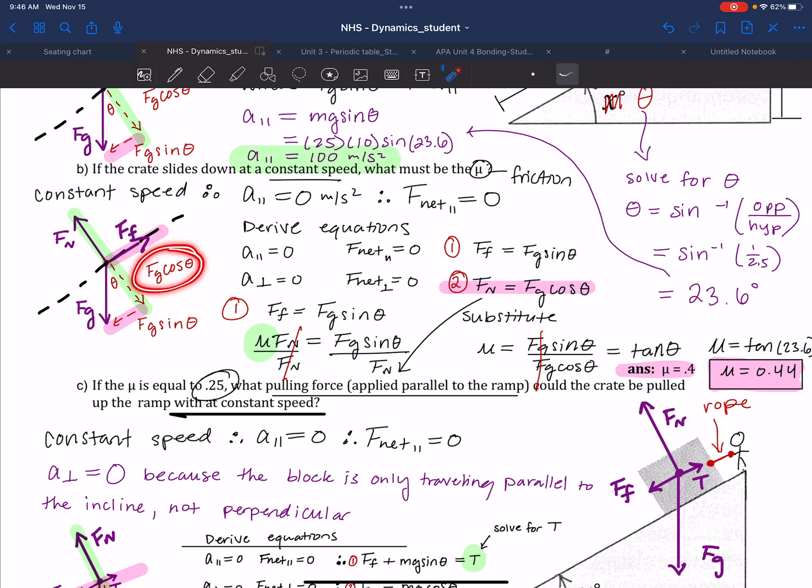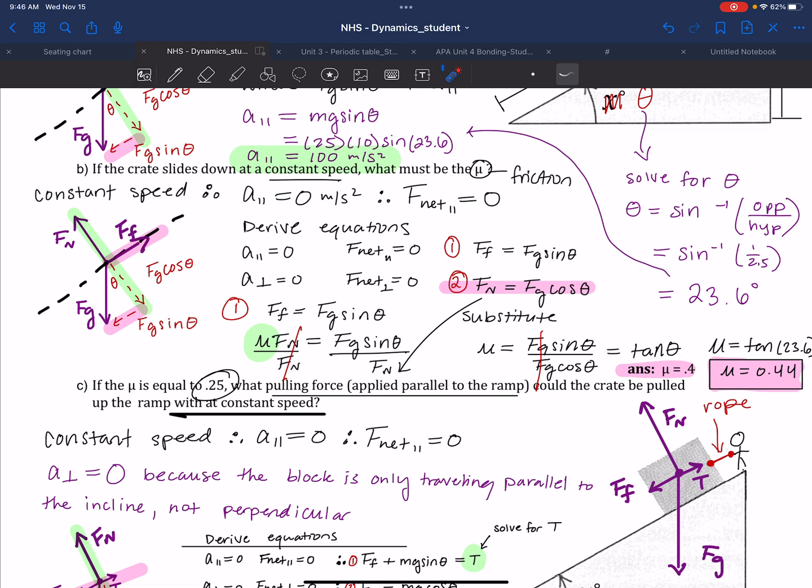So again, Fg is going to be divided into its components, and green versus pink, okay? So pink, which is parallel, we have our parallel forces. They are going to be equal to each other because acceleration is 0. So force of friction is equal to Fg sine theta.